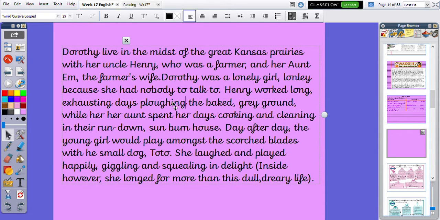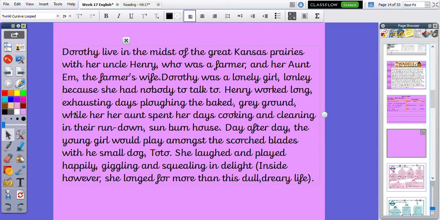And then I've got the OUGH spelling, which is a year 5 standard. It's a year 5 spelling word. Okay. The baked grey ground. I want to keep grey because that tells me that the land is grey then, doesn't it? And baked tells me that it might be quite hard, which is telling me why it's exhausting.